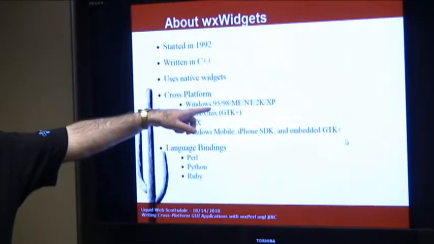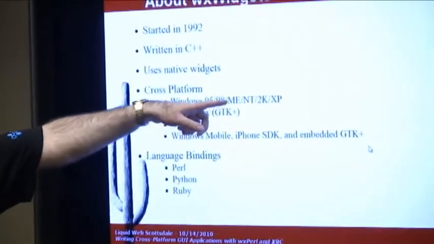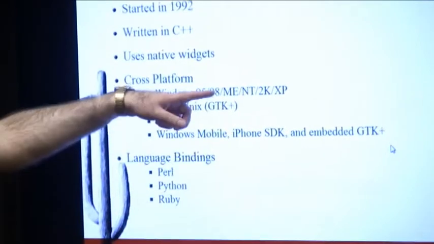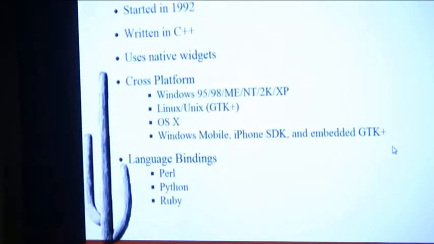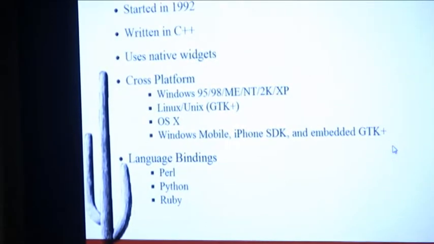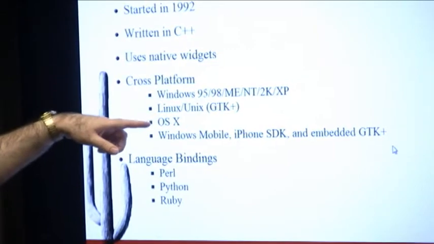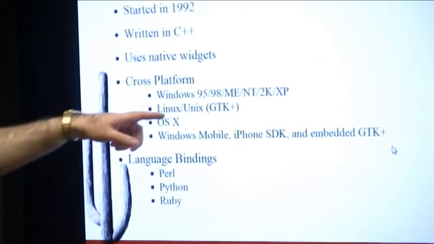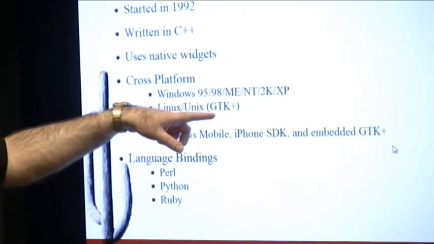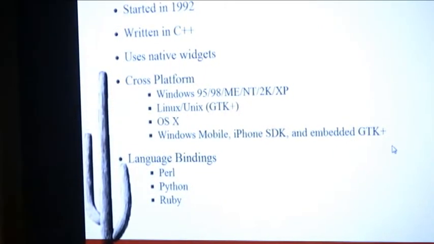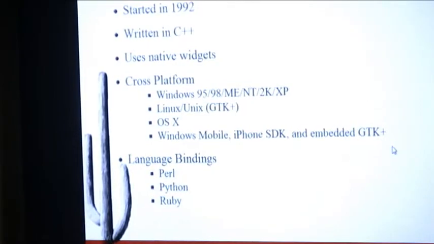Cross-platform: Windows 95, 98, ME, NT, 2000, XP. I didn't see Windows 7 on there or Vista. Now that I think about that, I'll have to check and see whether or not it works with those now. You've got Linux and Unix. Basically, what it does is it uses the GTK widgets. As you know, on Linux and Unix, you've got like Motif and GTK and KDE and other things. This uses GTK on Linux and Unix.